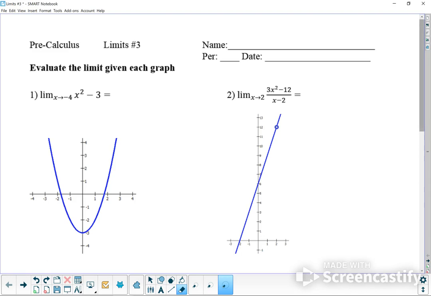So number 1, since the graph is already given, I'm going to go ahead and just follow the graph, and we want to approach -4, right? And because it doesn't have a plus or minus behind the -4 as a power, we're going to go ahead and try it from both sides. So -4 is all the way over here.